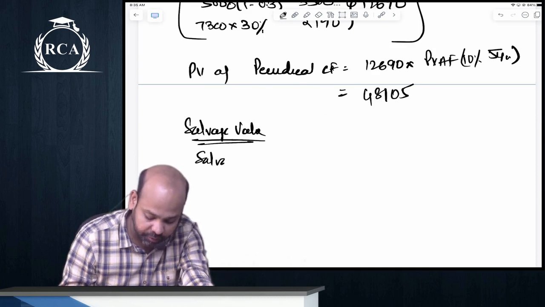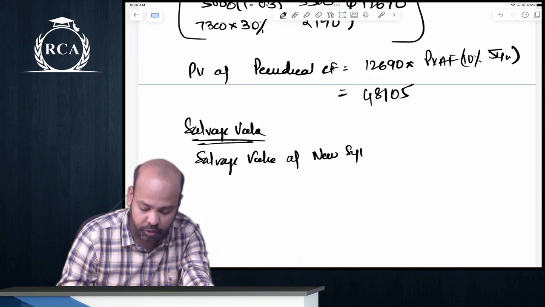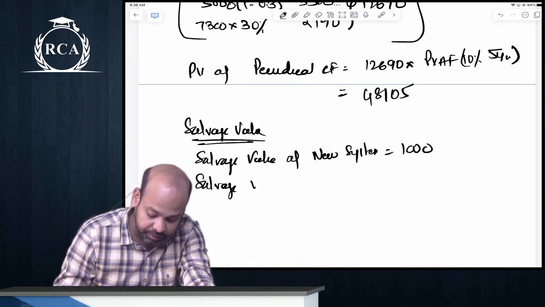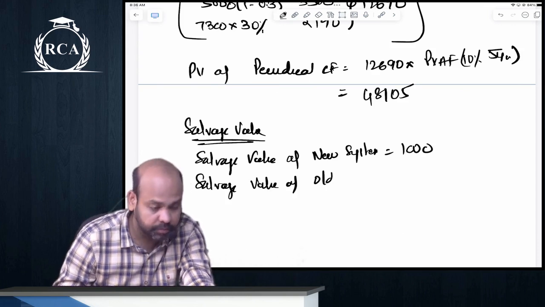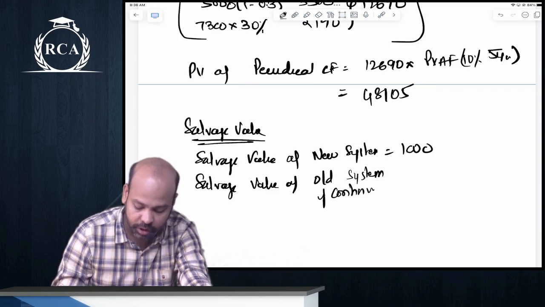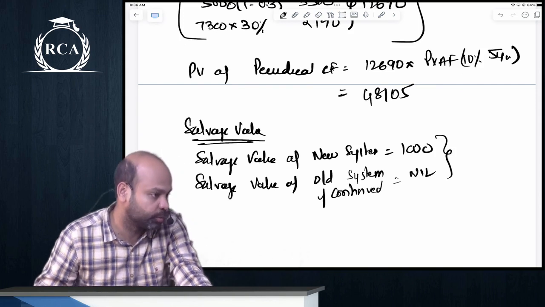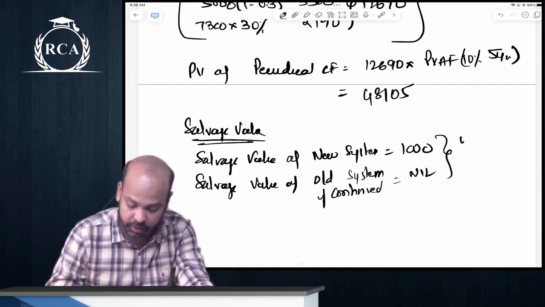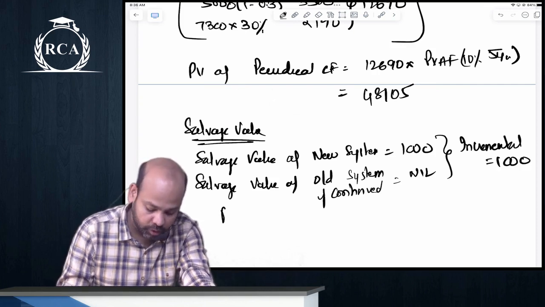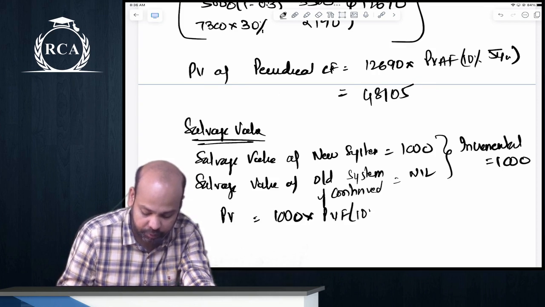What is the salvage value of the new system? Salvage value of the new system beta is 1,000. Salvage value of the old system if continued, 0. It is written as a habit, so that just in case the old system had a salvage value, you should know that you're supposed to do it on an incremental basis. What is your incremental cash flow beta? 1,000. Present value of 1,000 guys, present value factor at 10% for the 5th year.